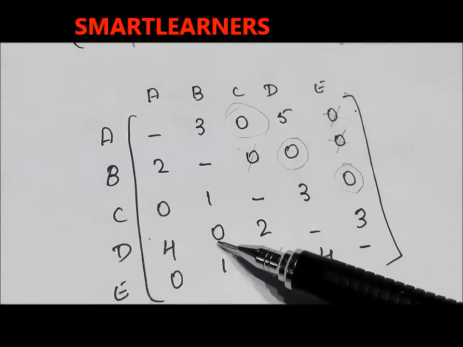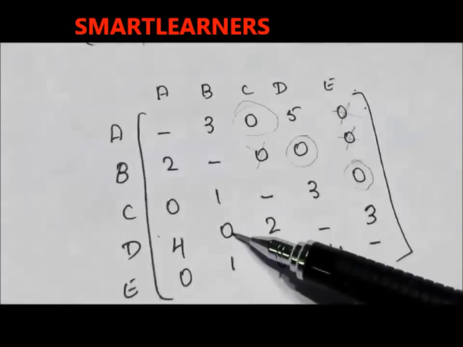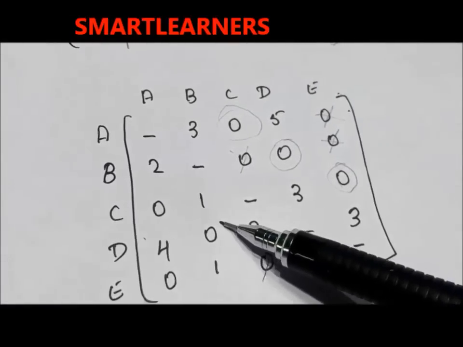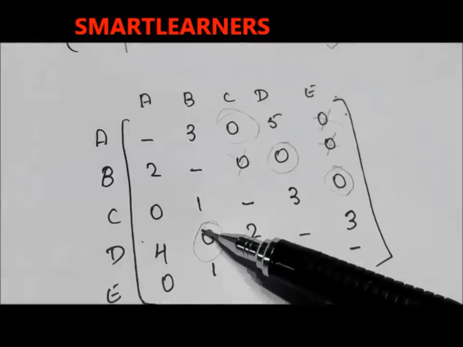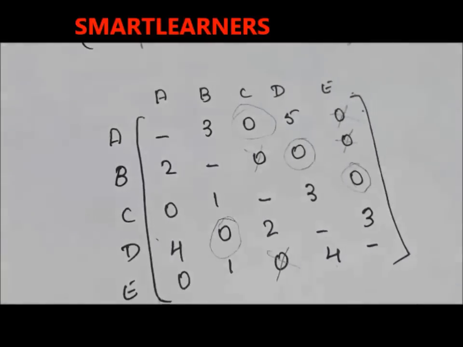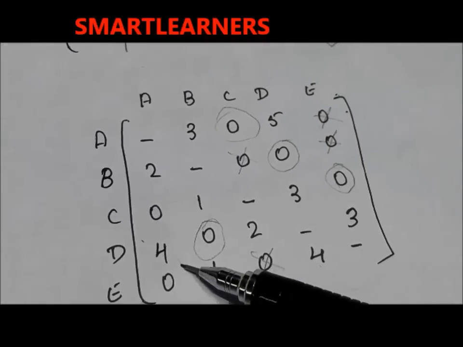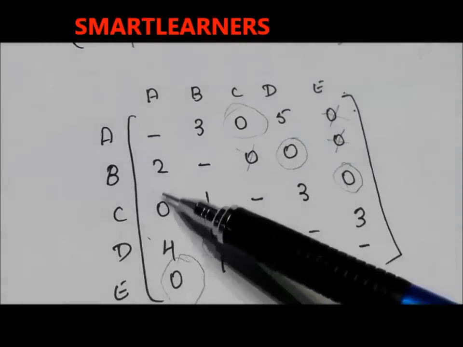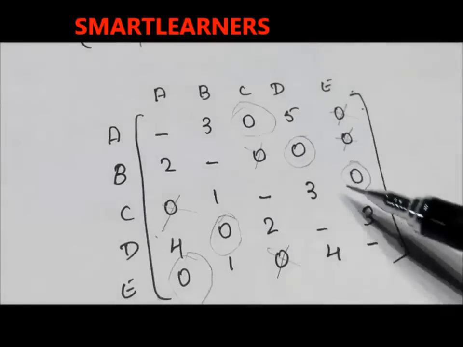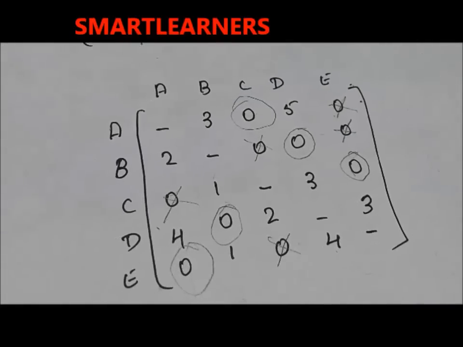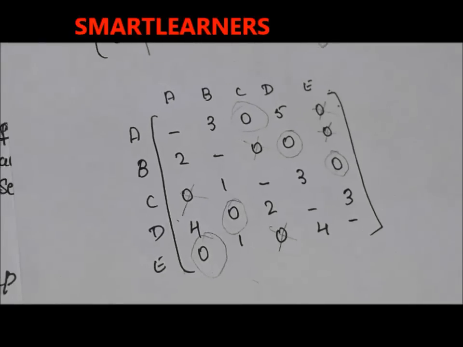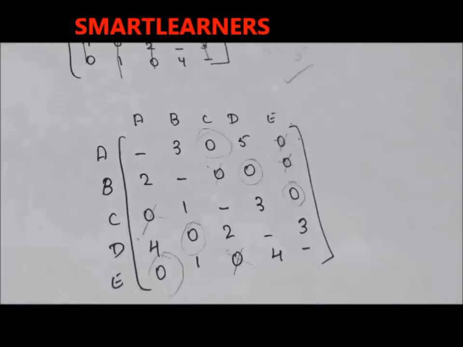Next is our D row. In the D row, there is only one zero present here. So select that particular zero. And in E, we have only one zero left. So choose that and cancel out E. So for the given condition, let me write what is the allocation that is possible. What we have got here is A tending to C.